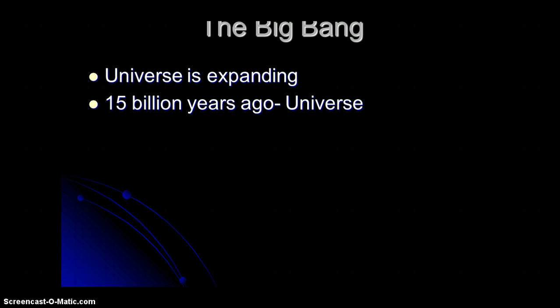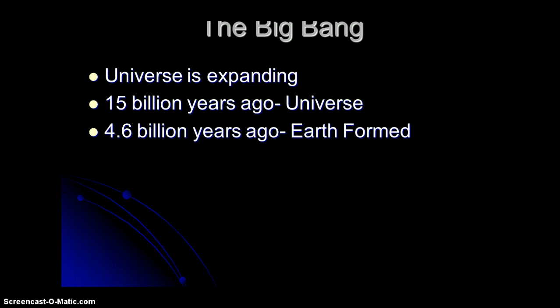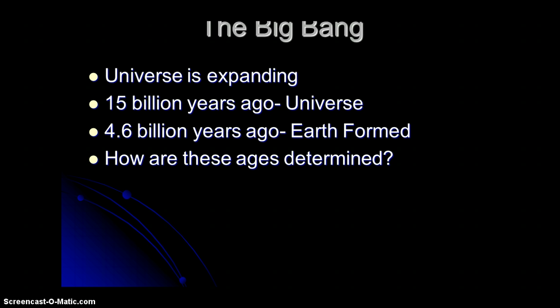So 15 billion years ago is the best estimate as to when the universe began. And then after that, it was 4.6 billion years ago is when the Earth formed. So remember, we're saying between 4.5, 4.6 billion years ago is when the Earth formed. And so let's talk briefly just about how those ages are determined.